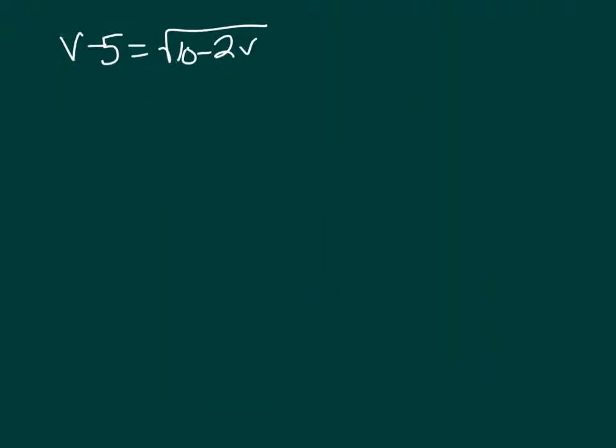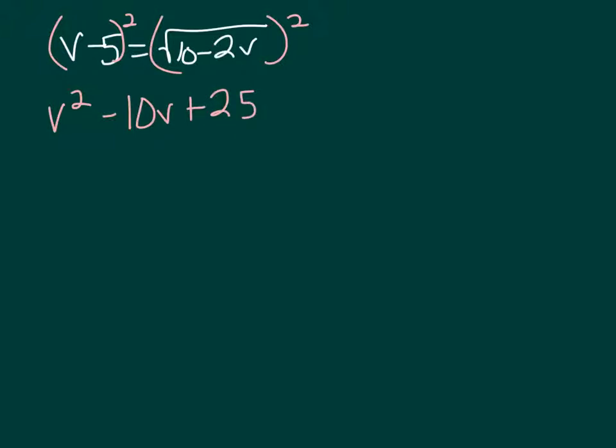Okay, we have the radical by itself. So we're ready to square both sides. Now this is a binomial. So when we square the first term, double the product. v times negative 5 is negative 5v, doubled is negative 10v, and then square the last term. And then remember, when you square a radical, the square and the radical cancel, pulling out the radicand.